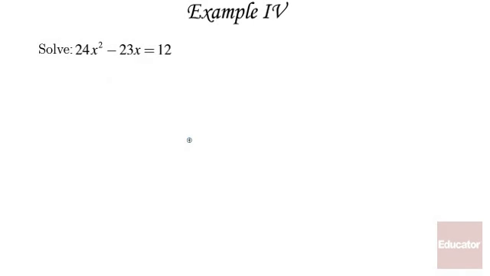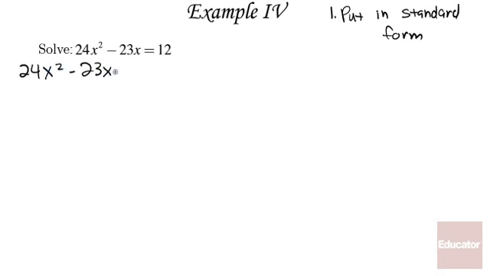All right, in example 4, we have an equation. So the first step is to write it in standard form. I can do that by subtracting 12 from both sides. Okay, so now I have an equation in standard form. The second step is to factor it, and then I can use my zero product property to solve.